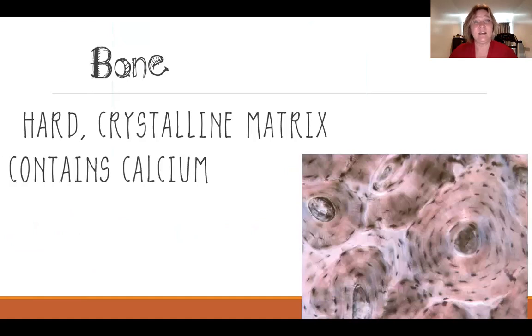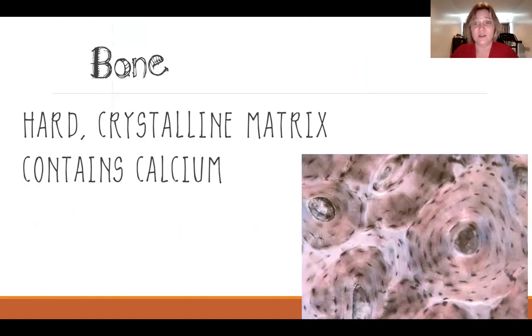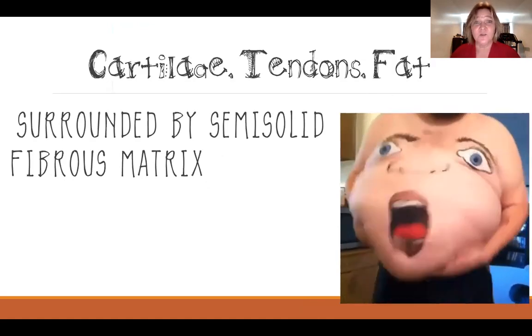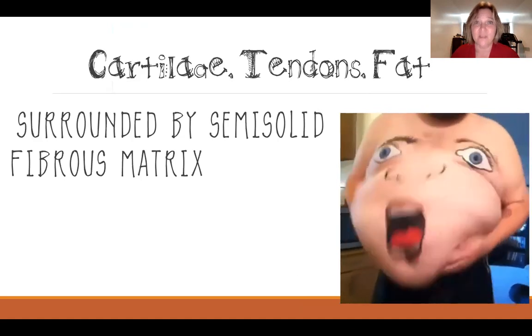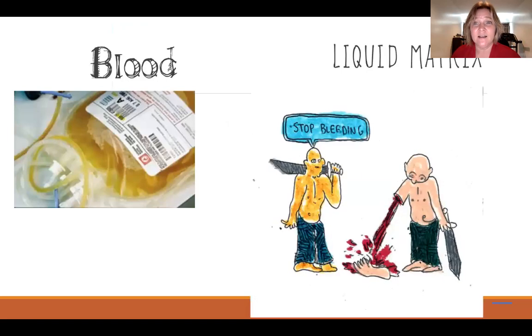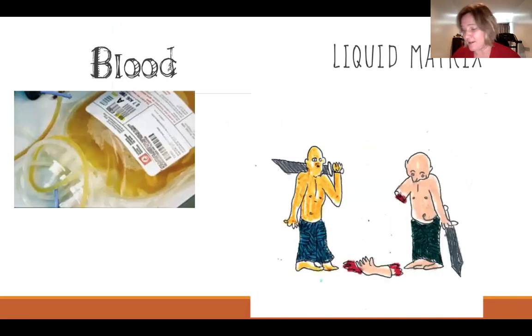Bone is in a hard crystalline matrix that contains calcium. This is why it's important to get calcium, especially for females, because as we age, we lose bone density, and that results in something called osteoporosis, which I'll talk about in the section on the skeletal system. Cartilage, tendons, and fat are surrounded by a semi-solid fibrous mix. And then finally, blood obviously is a liquid matrix.